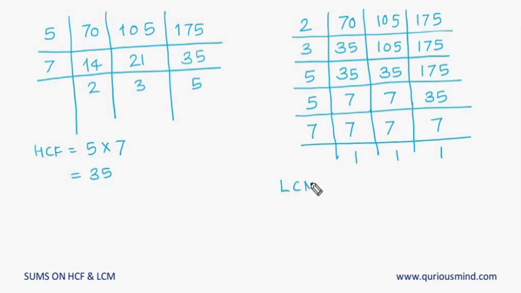So LCM is equal to, and that is equal to 7 5s are 35, 35 3s are 105, and 5 2s are 10. So 105 into 10, which is 1050. That is our LCM. Let's do one more. Let's take 18, 54, and 81.